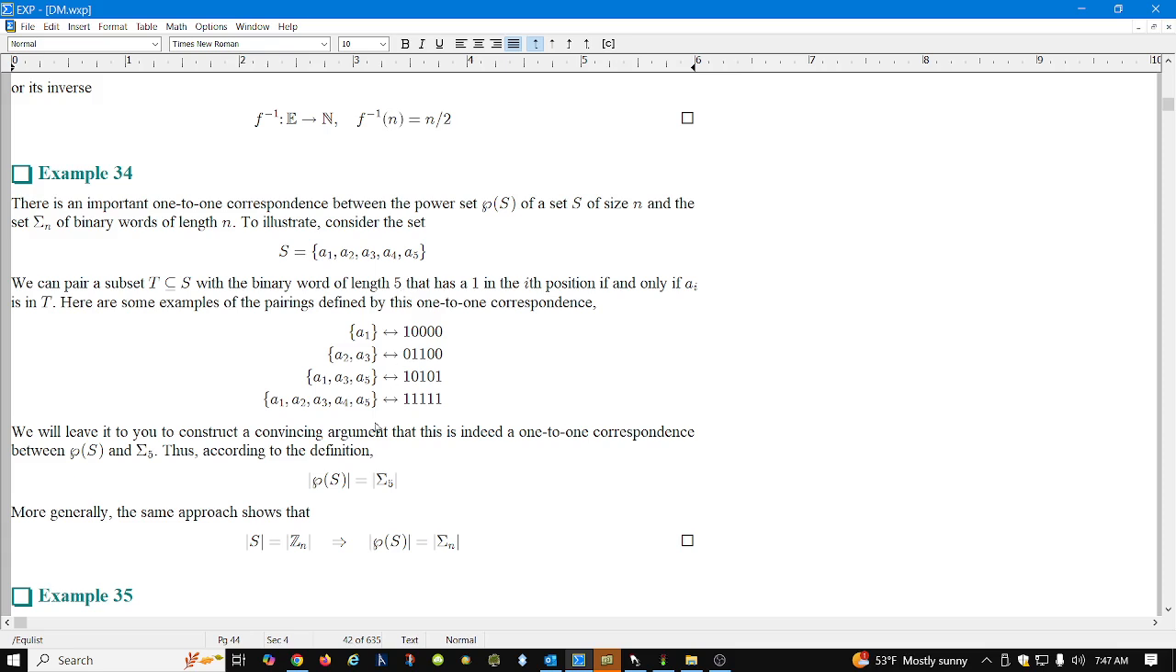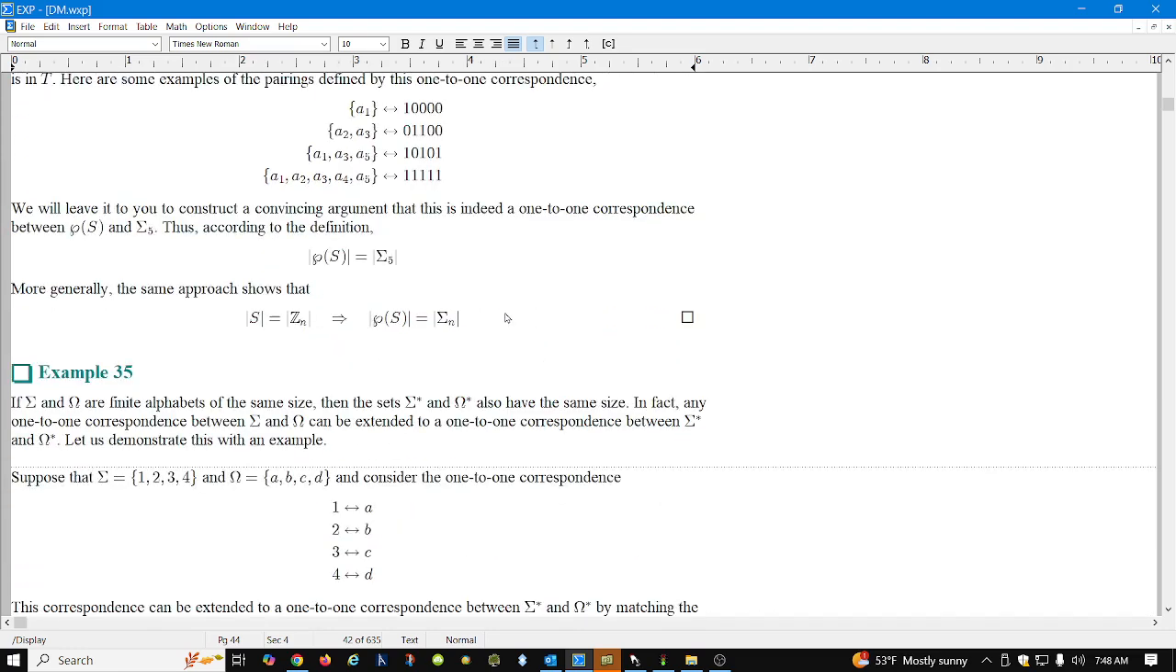So in this case, some examples are worth 1,000 words. In fact, let's just look at this third one. The subset T contains A1, A3, and A5, so we put a 1 in the first, third, and fifth place, and zeros elsewhere. So whenever you look at this binary word, you know immediately which elements are in the subset. In this case, it's the entire set. In this case, it's only the first element, A1. Here, it's only A2 and A3.